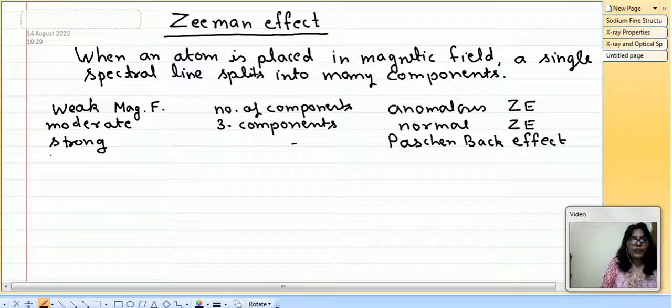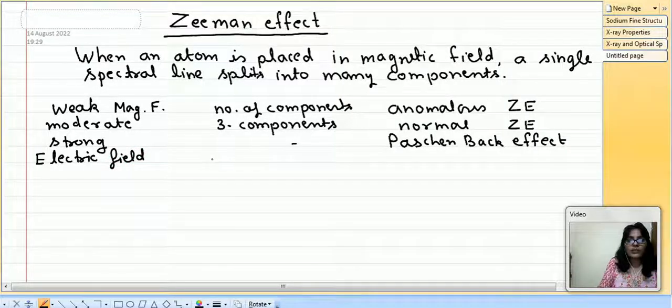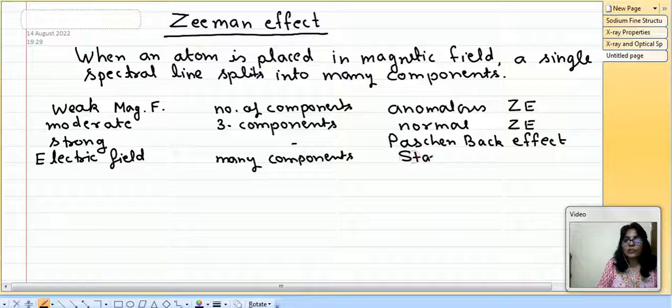And if we apply an electric field instead of a magnetic field, then also there is splitting of a single spectral line into many components, and this effect is known as the Stark effect. We are interested only in the normal Zeeman effect, so we will discuss only the normal Zeeman effect.